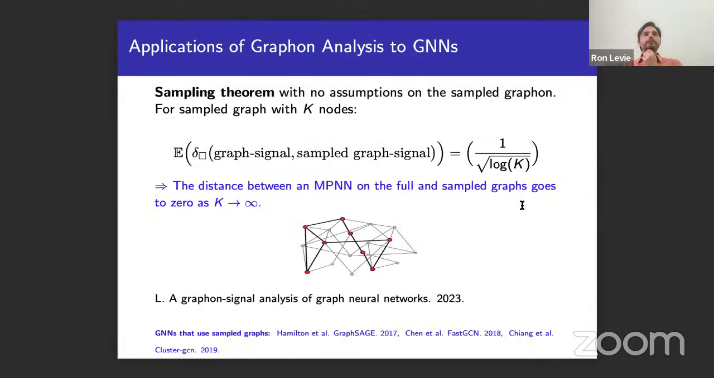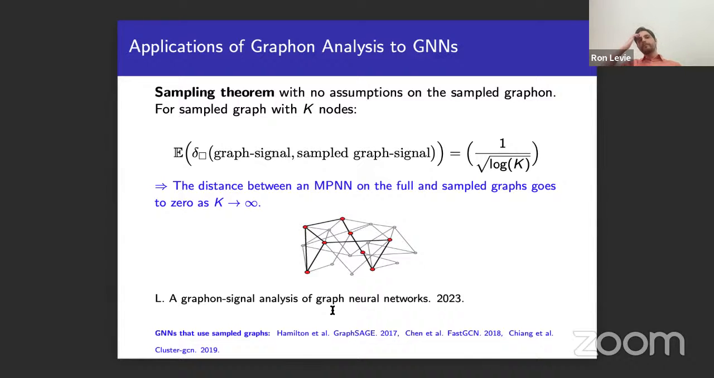Okay, another application of the compactness of the graph on signal space and the Lipschitz continuity of message passing networks is a sampling theorem. It says that if we have a large graph and we randomly subsample it by subsampling the nodes and considering the subgraph, then applying a message passing network on the small graph approximates the message passing network on the large graph. And again, we don't need any assumption whatsoever on the graph and the signal. It applies for any graph and any signal.